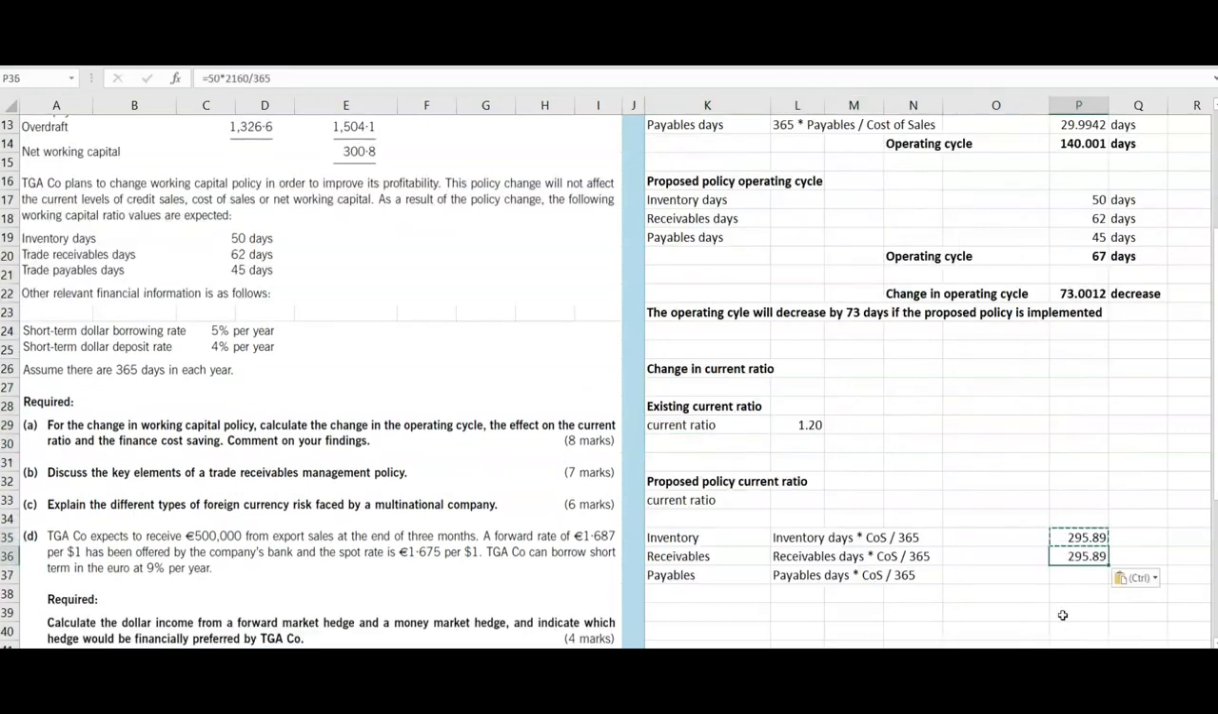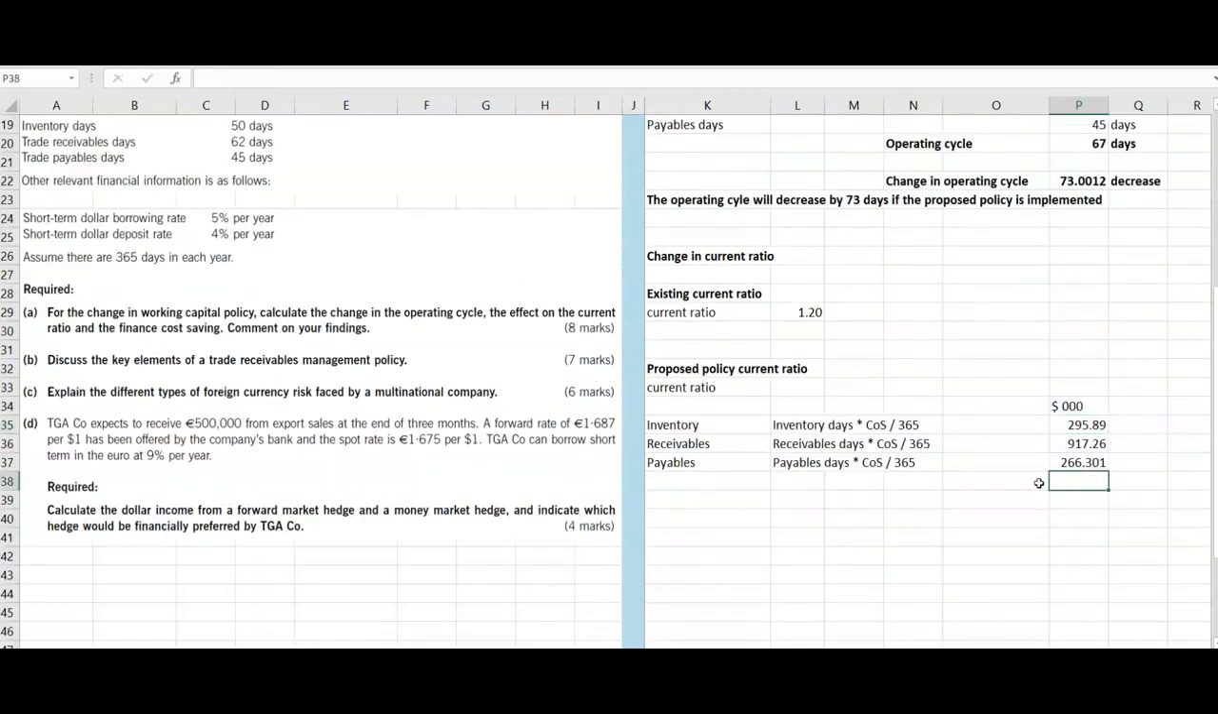In similar terms, we'll work out the next number. The days is 62 for receivables, and it's the sales number we have to use. Sales is 5400. So we get the second one. And the third one is for payables. Payable days is 45, and it's cost of sales divided by 365. All these are in dollars, and the three zeros are in thousands. So that's about the numbers.